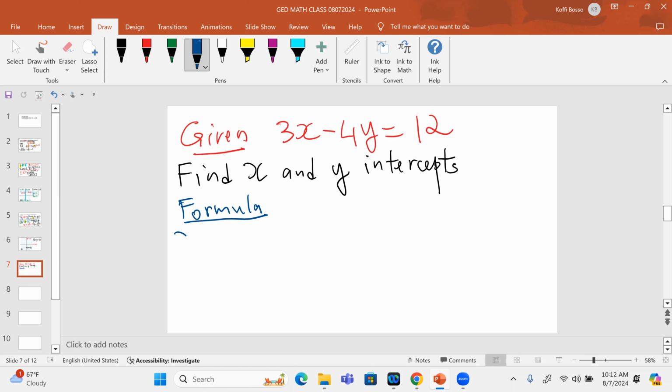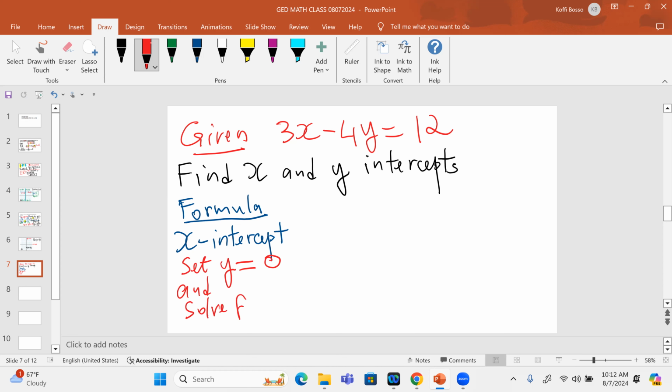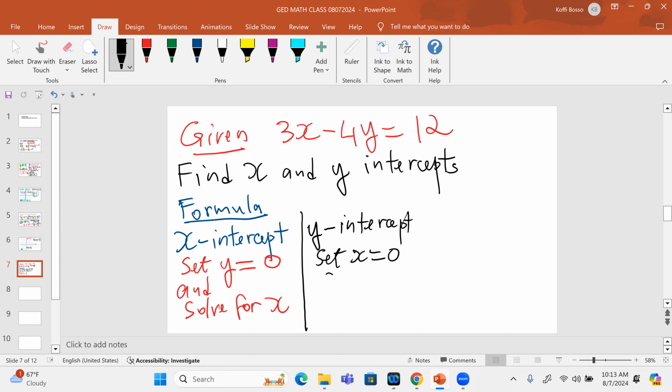Every time they say find x-intercept, set y to 0, so y equals 0, and then solve for x. When you want to find the y-intercept, in that case, you're going to set, who wants to complete the sentence, set what to 0? Exactly, x to 0, and then solve for what? Exactly.